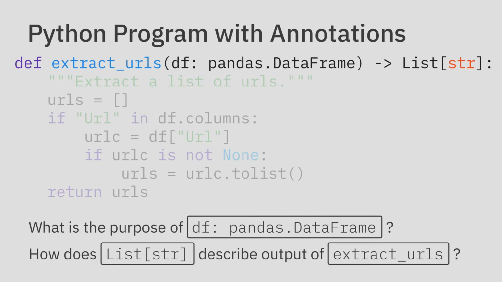The second question is, how does a list of string describe the output of the extract URLs function? In this case, the type annotation clearly reveals that the list returned by this function must contain string variables. The type annotation will help the programmer to understand the function's output while also enabling tools like type checkers to ensure that all functions calling this one store the return value in a list designed for strings.